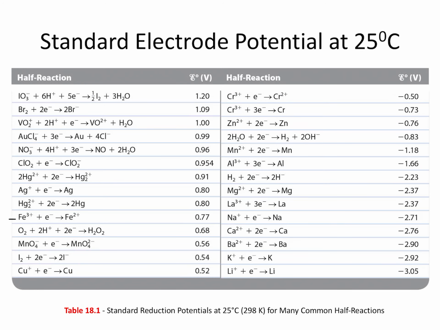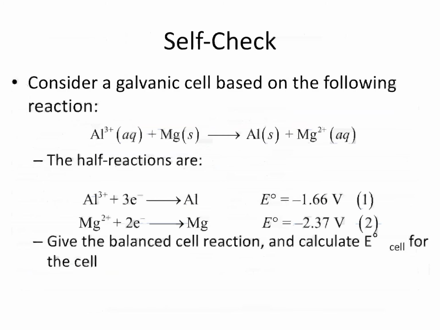So these are our standard electrode potentials at 25 degrees. This is always your reference as you're doing your homework, the worksheets, quizzes, etc. Let's look at a self-check problem. So I want you to try and do this problem as an engagement. Consider a galvanic cell based on the following reaction: aluminum ion and magnesium makes aluminum solid and magnesium ion. The two half reaction cells are also already provided for you, and you want to give the balanced cell reaction and calculate the electric potential, the cell potential for the overall cell.